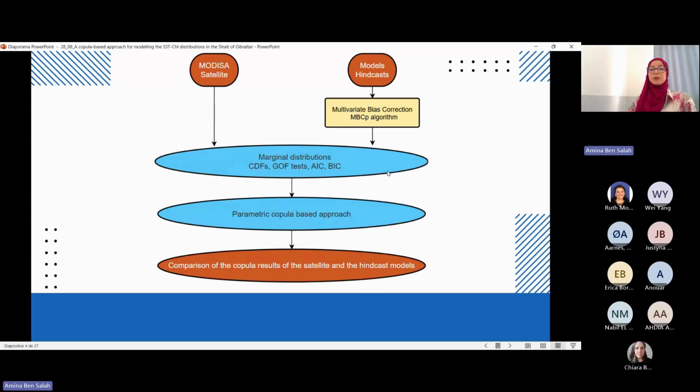The steps include, first of all, identifying the best-fit marginal distribution using the cumulative distribution functions, the goodness of fit test, and the AIC and BIC information criteria. Then modeling the joint behavior via parametric copulas, and finally comparing satellite and model-based dependency structures.